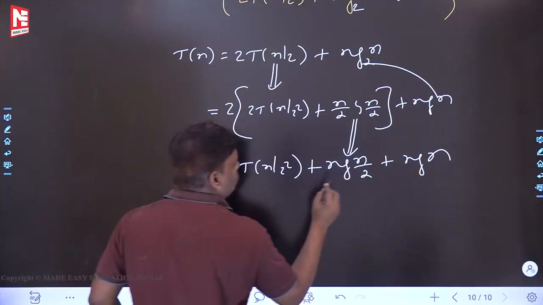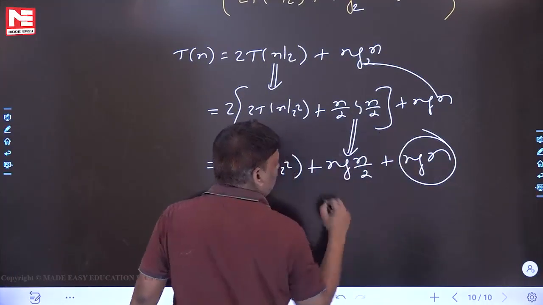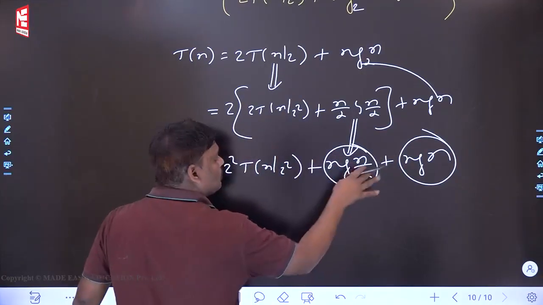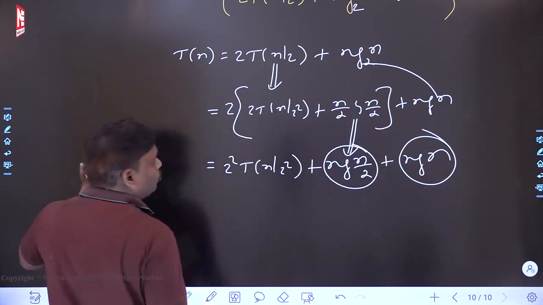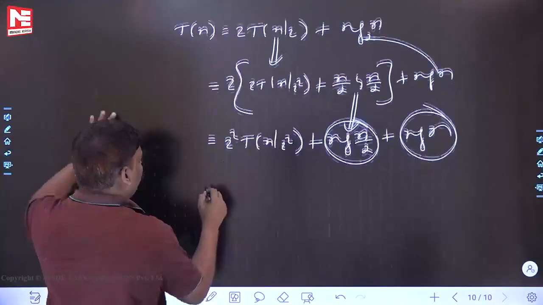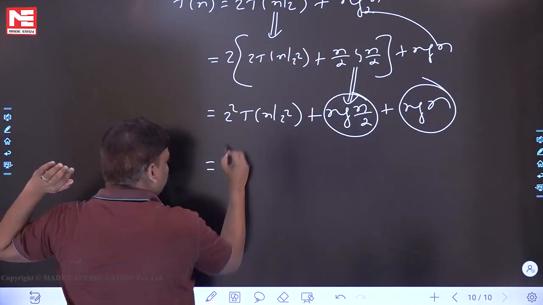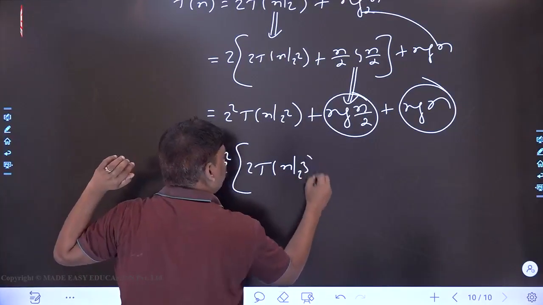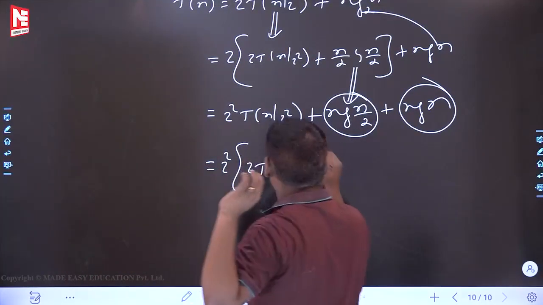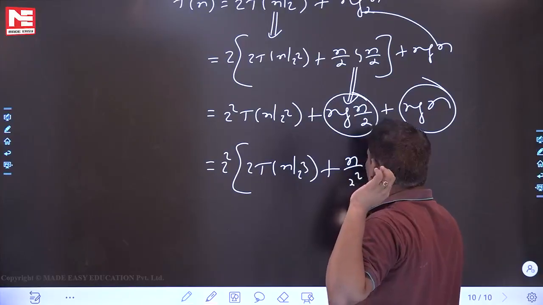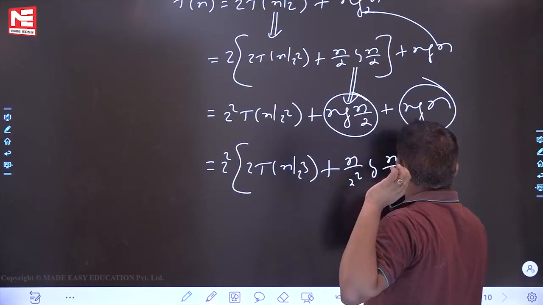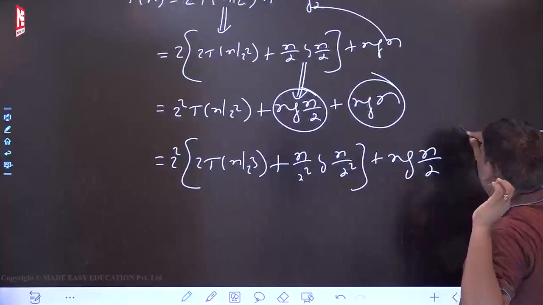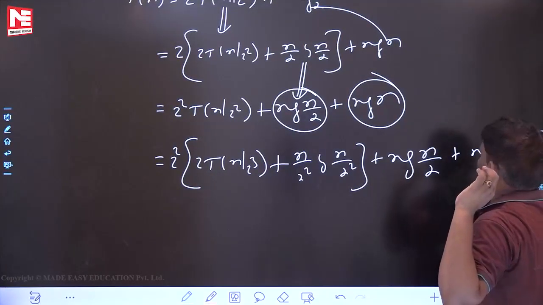One more thing I want to ask you. See this one. First level non-recursive term is n log n. Second level non-recursive term is n log n/2. There is some difference, and a difference means a series is coming. Which series, if you want to know? Let's do one more round. 2 squared times 2T(n/2 squared)/2 gives 2 cubed, plus n/4 times the n/2 squared log n/2 squared term, then the outside terms n log n/2, and one more n log n.